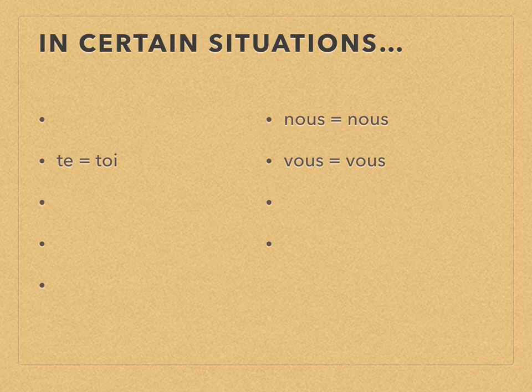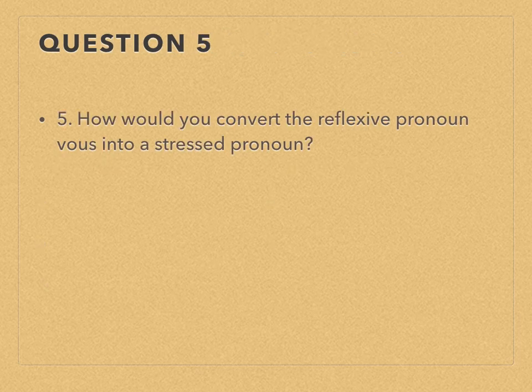These correspond back to the exact same reflexive pronouns that match those same subject pronouns. So tu reflexively becomes te, in a stressed pronoun becomes toi. Nous and vous are the same all the way across. So how would you convert the reflexive pronoun vous into a stressed pronoun?